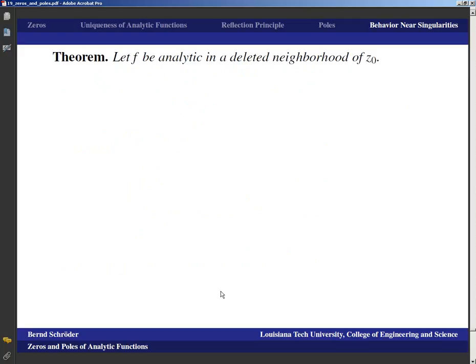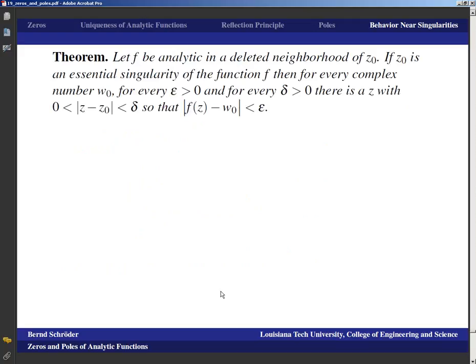Okay, I think this is the last one. You take an analytic function in the deleted neighborhood of z0, and we want to also talk about these essential singularities. If f has an essential singularity, then for every complex number w0, for every epsilon greater than 0, and for all delta greater than 0, there is a z that is closer than delta to z0, so that f of z is closer than epsilon to w0.